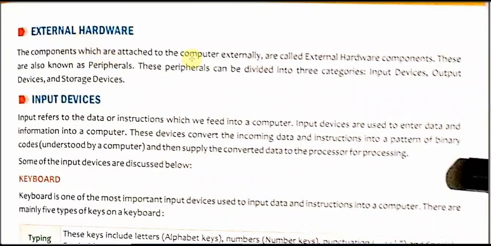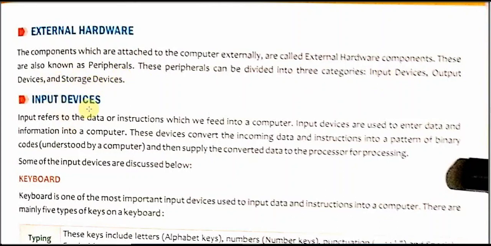The components which are attached to the computer externally, it means they are visible from outside, are called external hardware, and in short we call them peripherals. Peripherals are divided into 3 categories: input device, output device, and storage device.